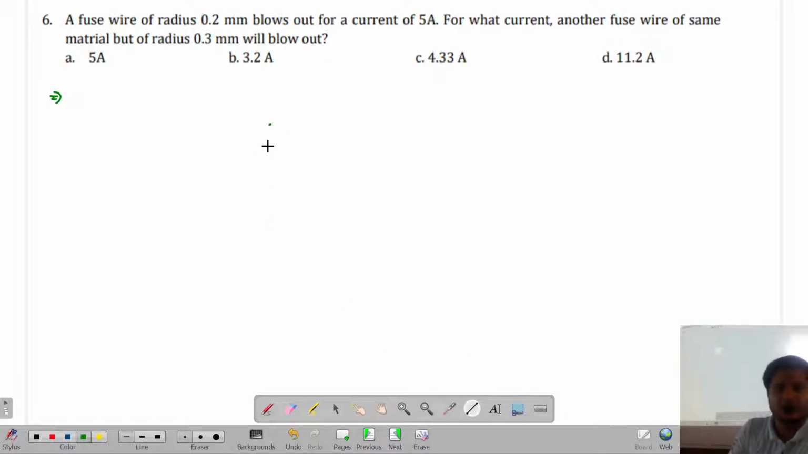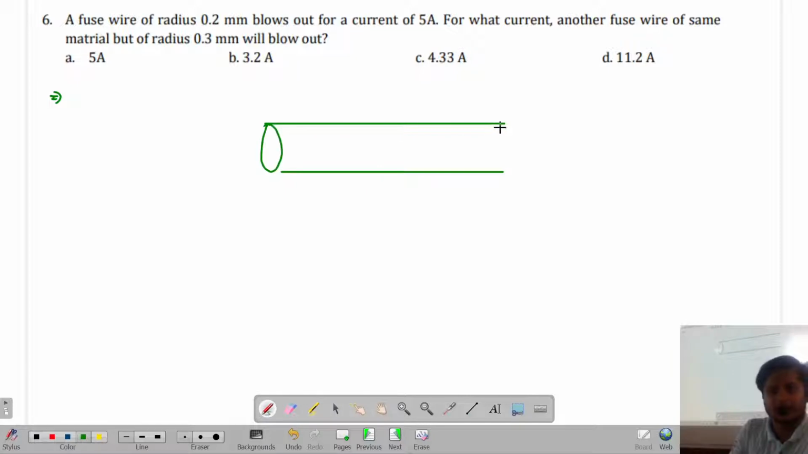So this is my wire. This is my fuse wire. Consider, this fuse wire has a length L. It has a radius R. Got it or not? So try to understand: if current flows through it, due to the resistance, it will get heated or not? Tell me yes or no. Dhanush, are you able to understand?